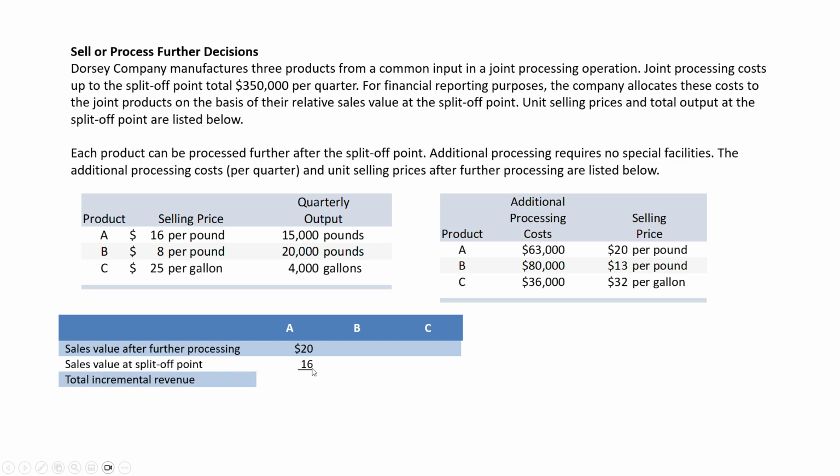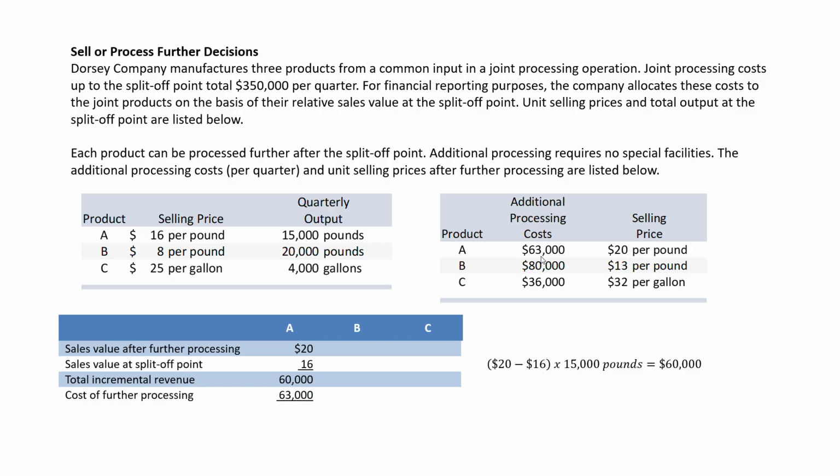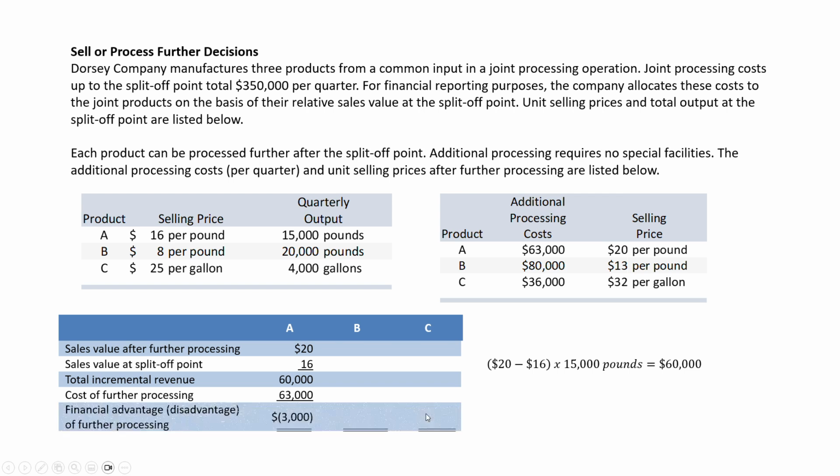Well, that's $4 extra in incremental revenue, 20 minus 16. But we need to also multiply it times the amount of poundage, which is 15,000 pounds. So $4 extra times 15,000 pounds is $60,000 extra in revenue if I keep processing it. But that comes at an additional cost, and the additional cost is listed at $63,000. So $63,000 additional cost minus $60,000 in additional revenue means we're losing $3,000. It's a $3,000 disadvantage because the cost of processing exceeds the extra revenue.